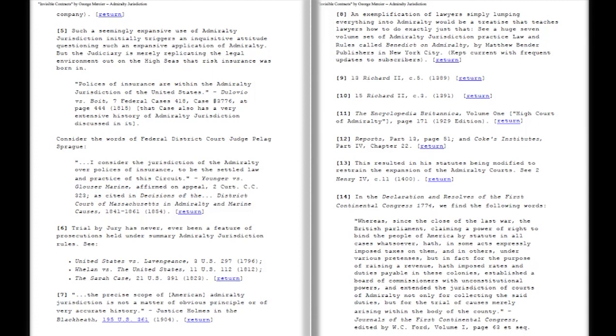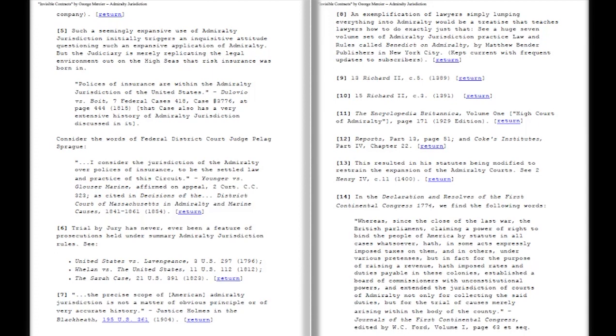Return. 11. The Encyclopedia Britannica, Volume 1, High Court of Admiralty, page 171, 1929 edition. Return. 12. Reports, Part 13, page 51, and Coke's Institutes, Part 4, Chapter 22. Return. 13. This resulted in his statutes being modified to restrain the expansion of the Admiralty Courts. 2 Henry IV, C.11, 1400.